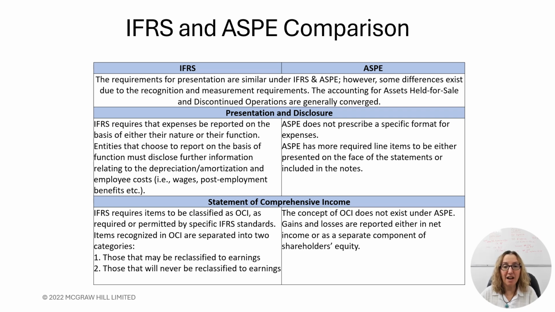But ASPE does have more required line items that's either presented on the face of the statement or the notes, where in the case of IFRS, there's a lot more judgment. For the statement of comprehensive income, IFRS obviously has OCI, which we were talking about already, but under ASPE, the concept of OCI does not exist. So gains or losses would be reported either in net income or as a separate component of shareholders' equity. So no OCI at all.